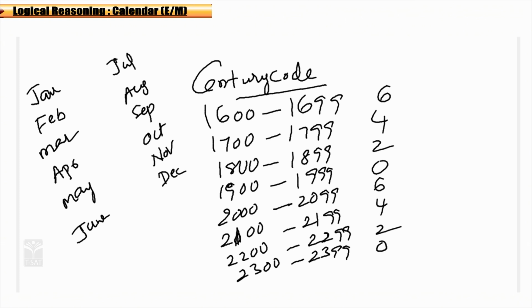Okay. Now for January you have code 0, for February it is 3, for March it is 3, for April it is 6, for May it is 1, for June it is 4, for July it is 6, for August it is 2, for September it is 5, for October it is 0, for November it is 3, and for December it is 5.